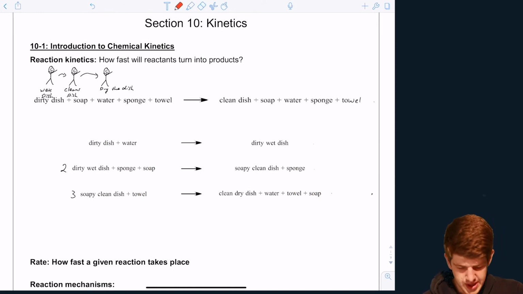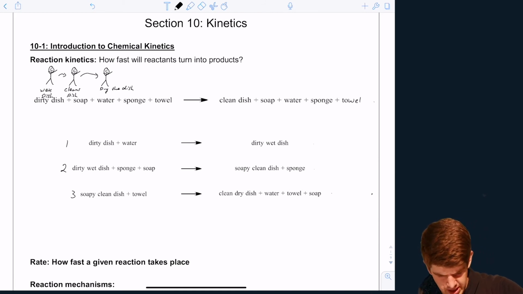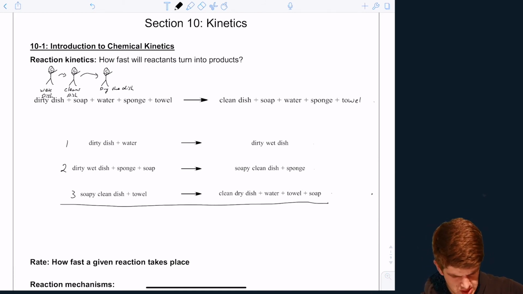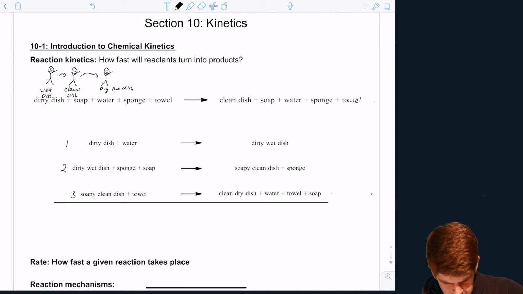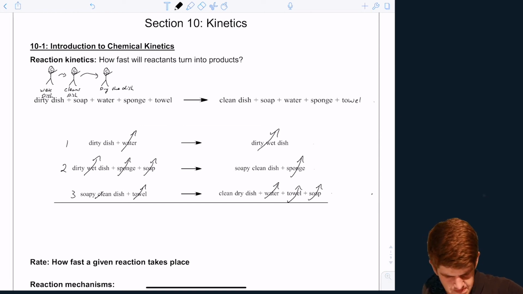So what was the overall reaction? Well, the overall reaction is just going to be something that appears on the left side of the reaction and doesn't appear on the right side. And we'll figure that out by looking at the mechanism. So water appears on both sides, both the left and the right. The sponge does as well. The towel does. The soap does. And then the dirty wet dish does, as well as the soapy clean dish.